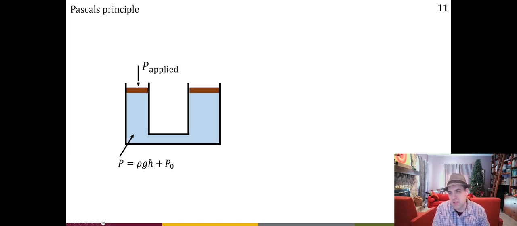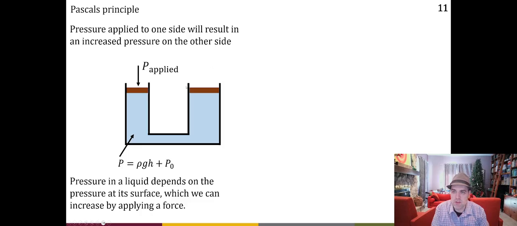By increasing this pressure, that's going to increase the pressure in the fluid, which then is going to increase the pressure on this side. So Pascal's principle states that the increased pressure on one side of a fluid is going to result in an increased pressure on the other side of the fluid. Now, what's neat about this is pressure is dependent on the force and area. So by changing the area of these two sides of this loop of water, we can actually change how much force is applied to the other side.